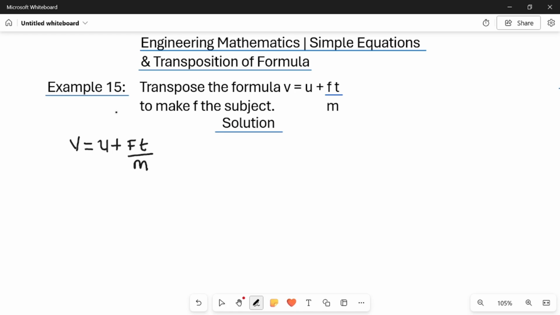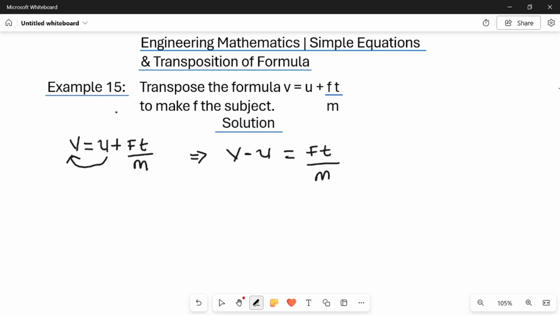So the first thing to do is to take U from the right hand side to the left hand side. So if you take U there, we'll have that V. Now note, when you are taking U to this other side, the sign is going to change, right? So the positive U now becomes a negative U, which will be equal to F T all over M.